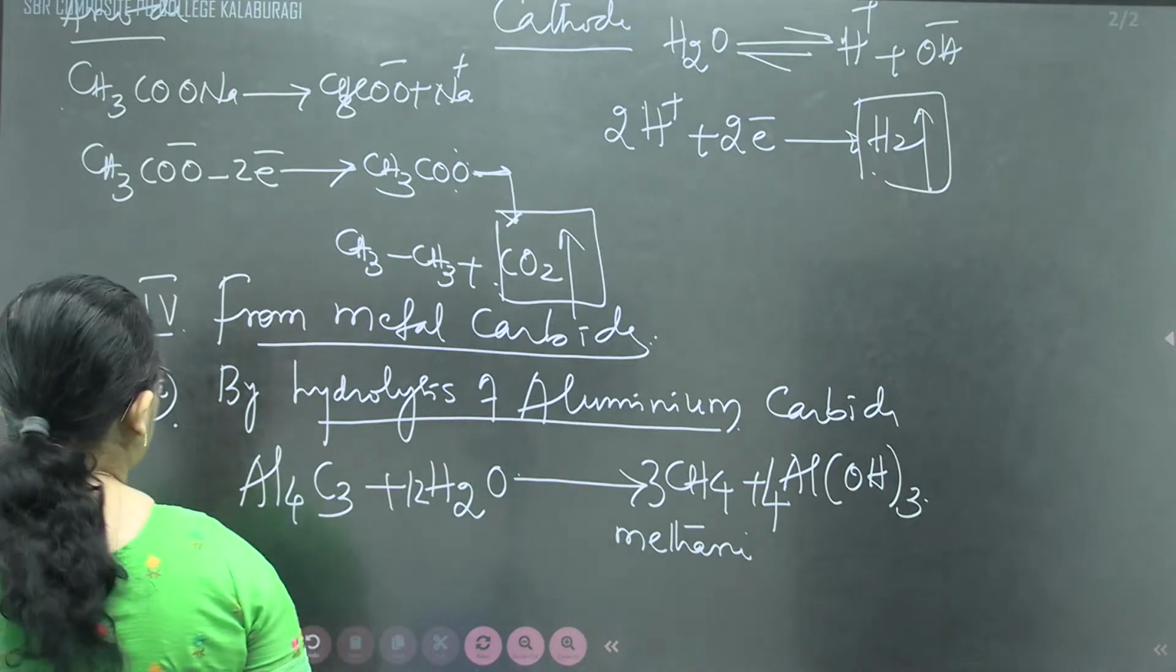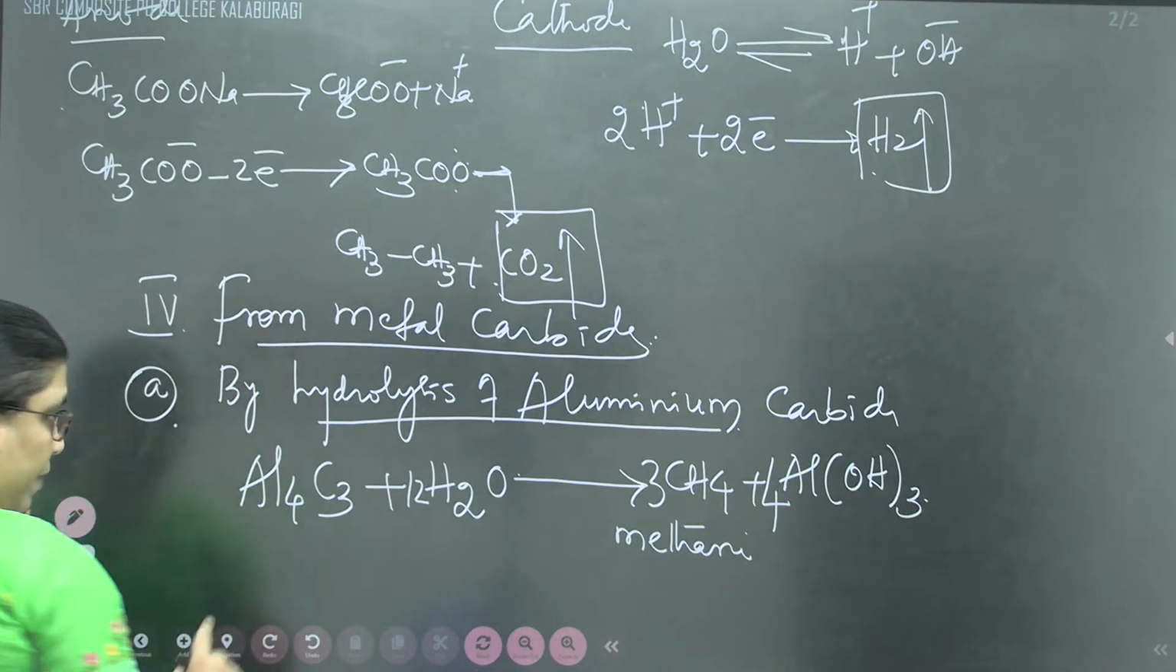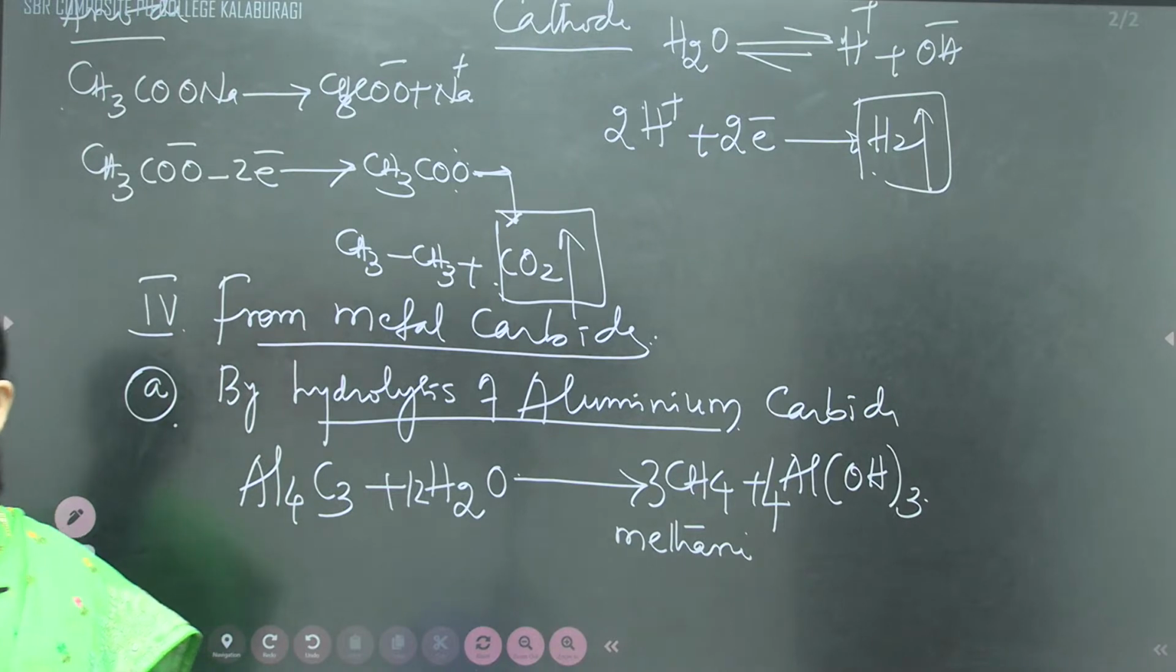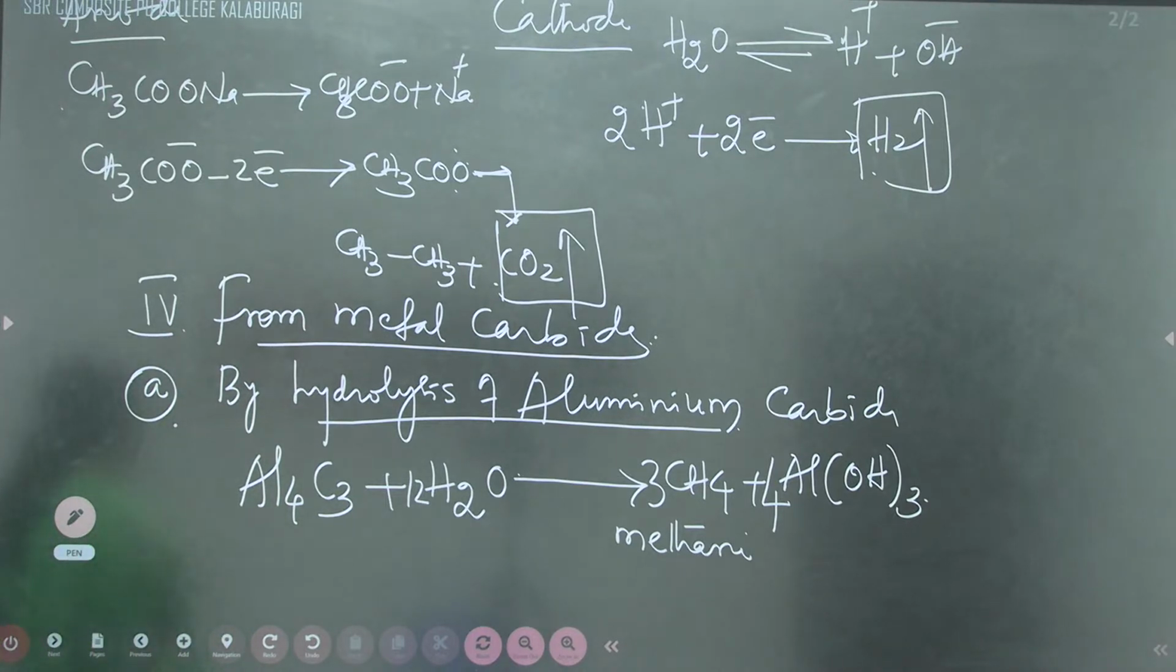And one more metallic carbide is beryllium carbide. Listen here. Metallic carbide, actually they have not mentioned in this point, but many times they have asked in the question paper, as well as in the exercise, they have asked the question.